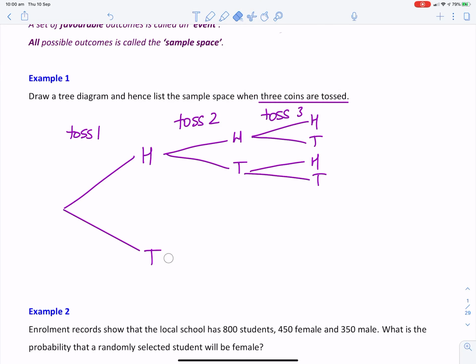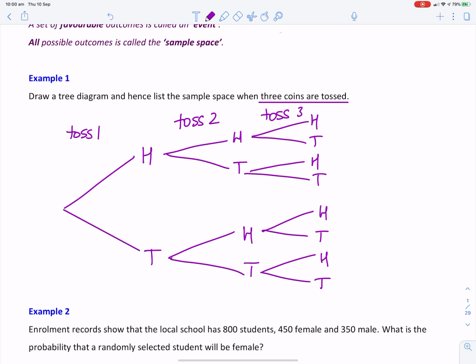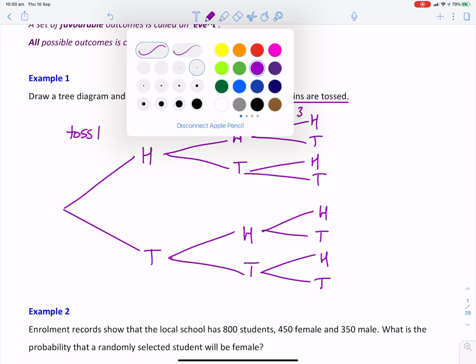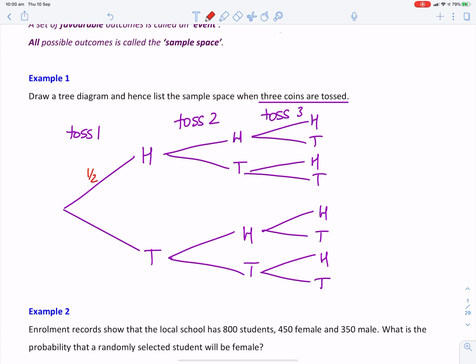And then lastly, after getting a tail, I could get a head or a tail, and I could get a head or a tail. We know in this case here, the probability of getting a head is a half, because there's two outcomes and head is one of them. On the second throw, the same occurs. Half, half, half, half, half, half, half, half, half, half, half, half.